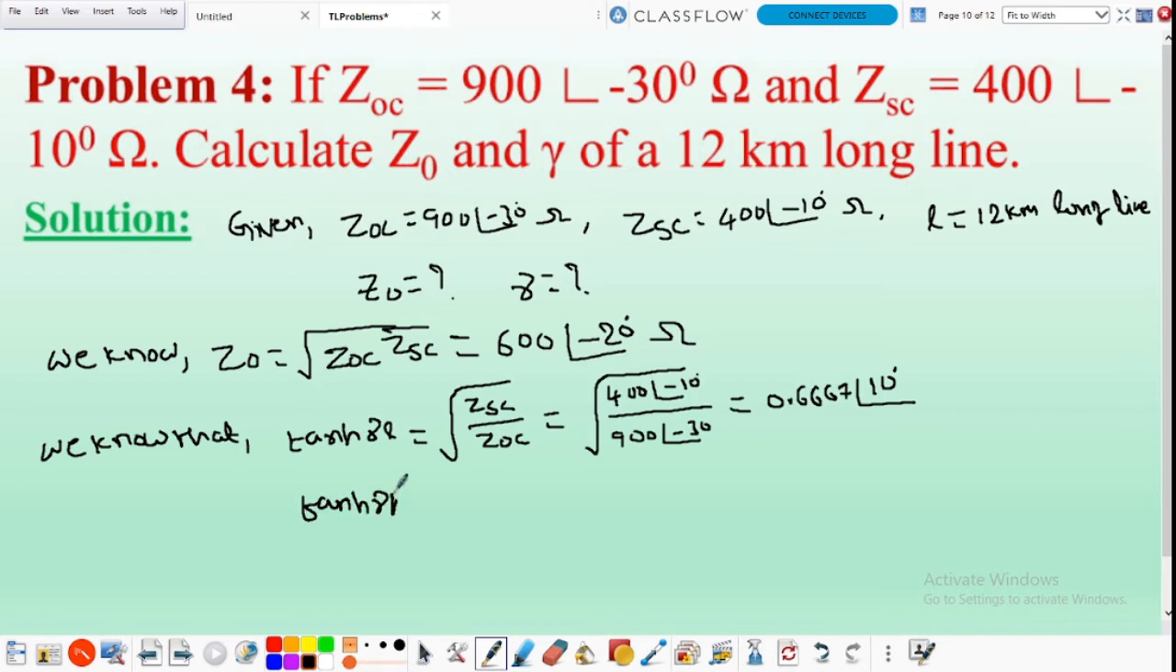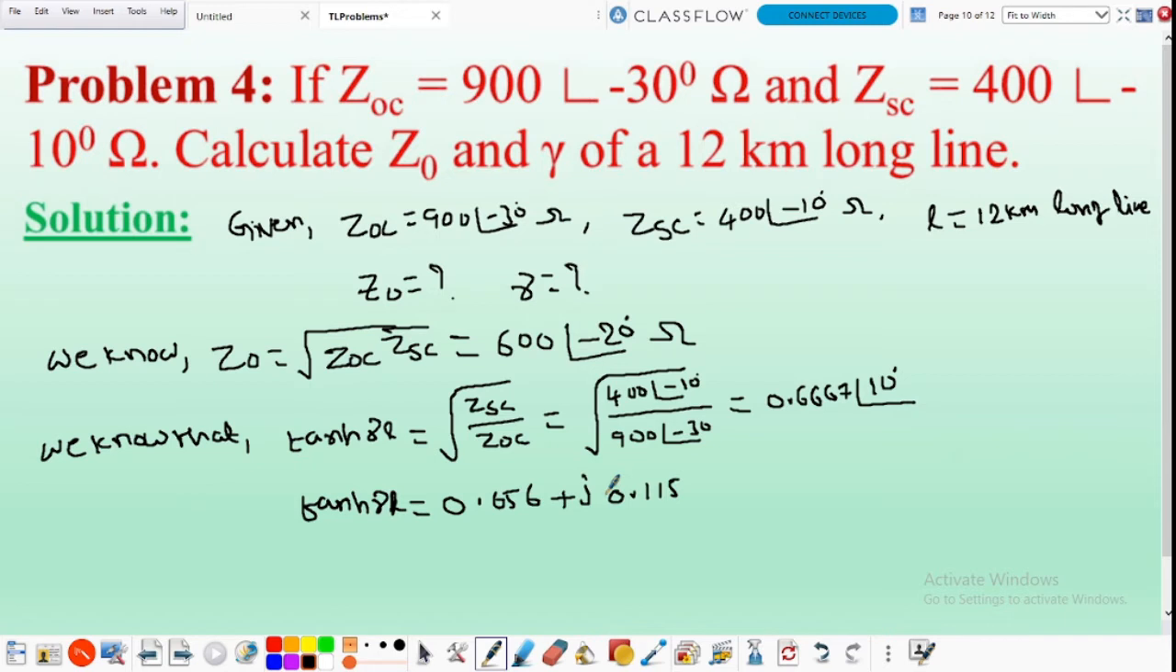Converting this polar form representation into rectangular form using a calculator, we get 0.656 plus, that is the real part, and the imaginary part is 0.1157.